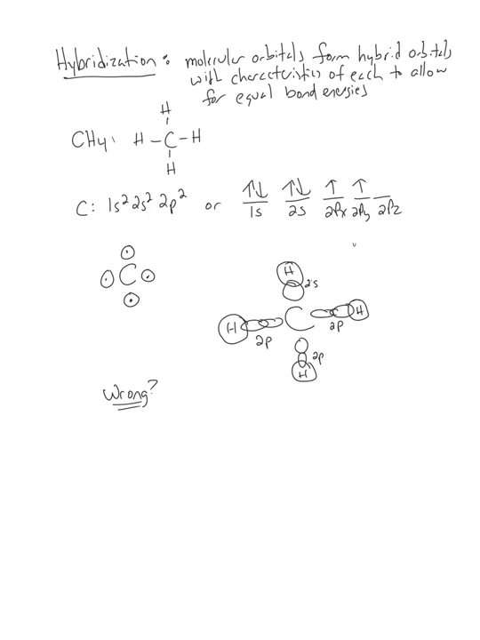All right, hybridization is where molecular orbitals form a hybrid orbital with characteristics of each to allow for equal bond energies. So in essence, these s and p and d orbitals mash up together, creating an orbital that has characteristics of each, but is altogether of an equal type of energy when they form bonds. So let's look at an example of that. Let's look at the classic example of methane, CH4. So we see the Lewis structure here drawn, CH4 with carbon bonded to the 4 hydrogens.